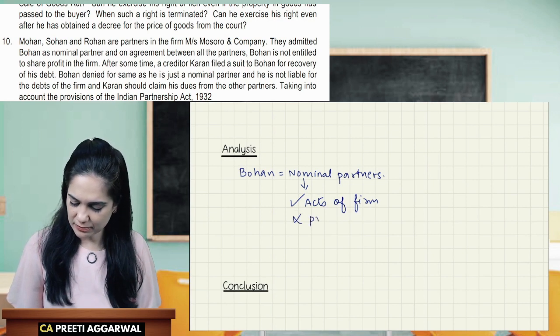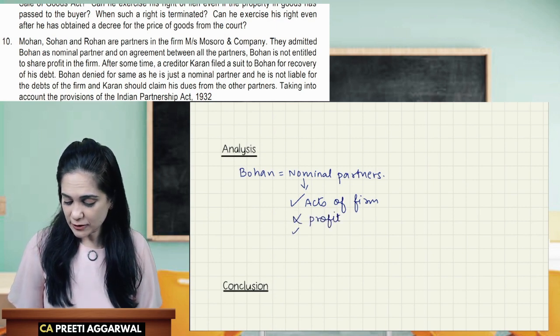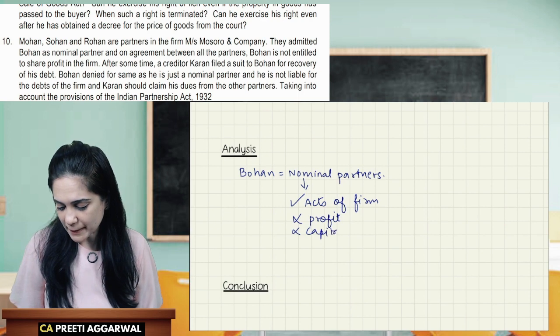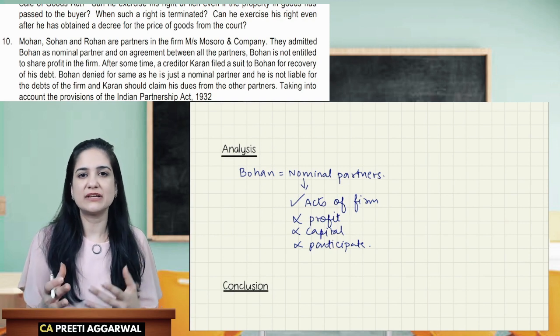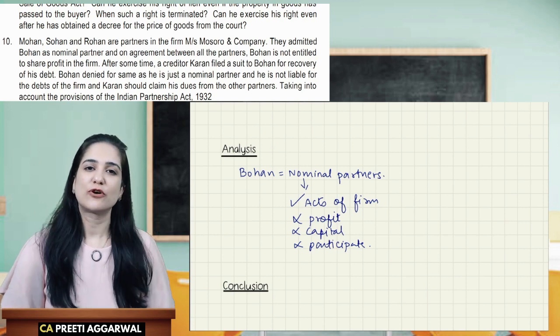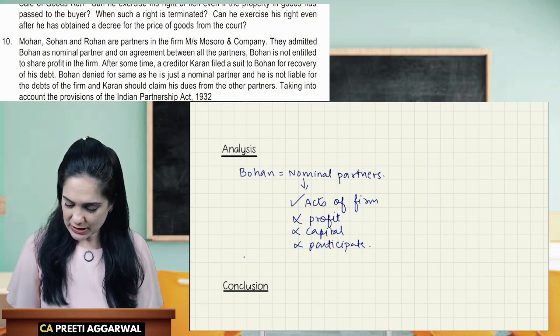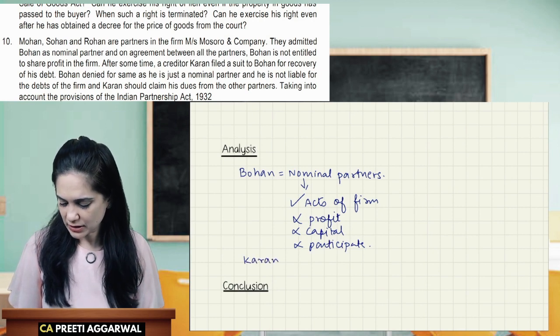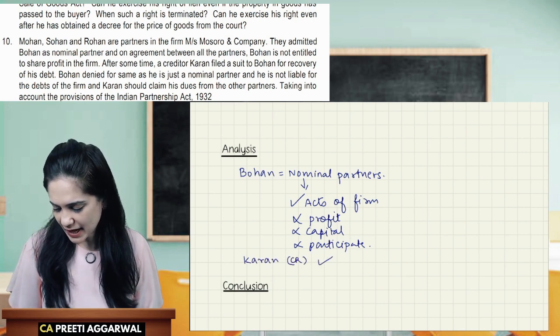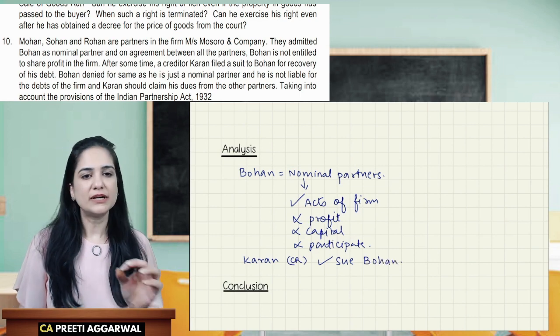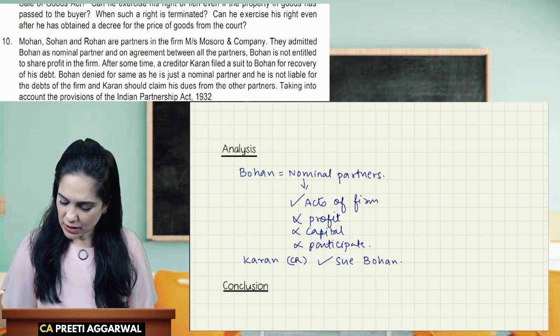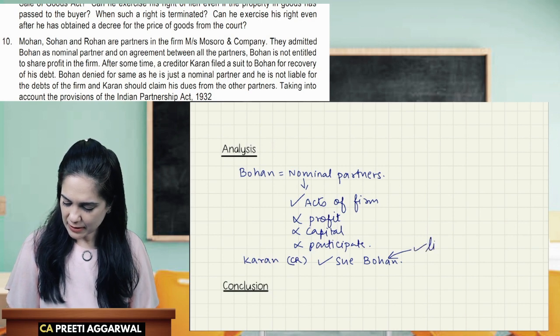He need not be given his share of profit. He need not contribute capital. He need not participate in the business of the firm, in the day-to-day activities, but he will be liable for the acts of the firm. So in this case, you can conclude that Karan, the creditor, can sue Bohan and recover the amount. So Bohan will be liable.